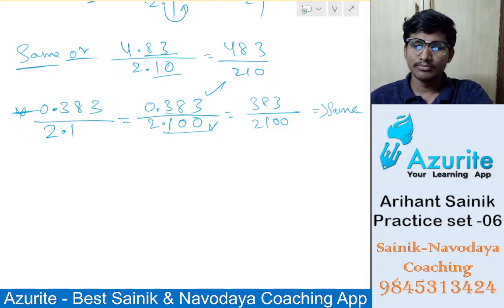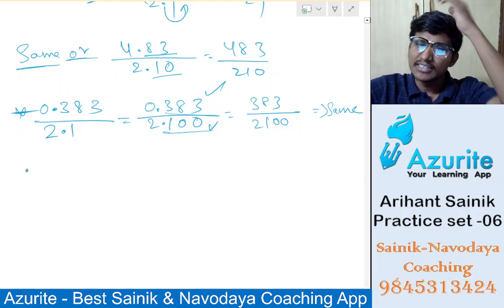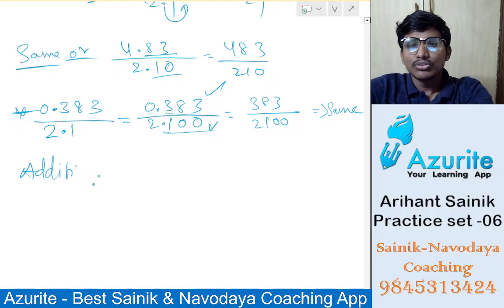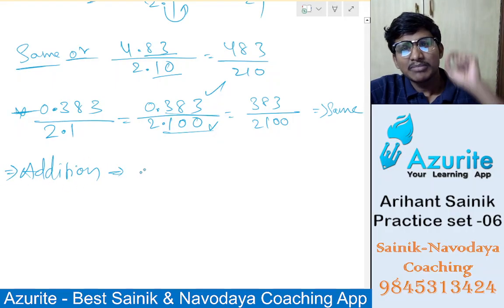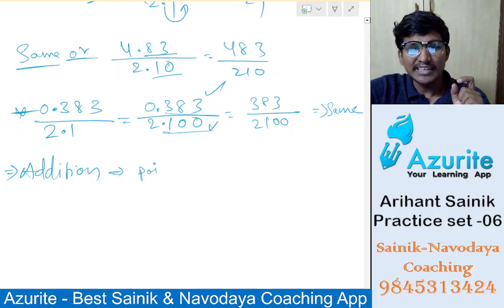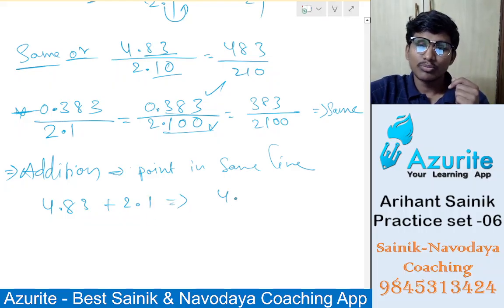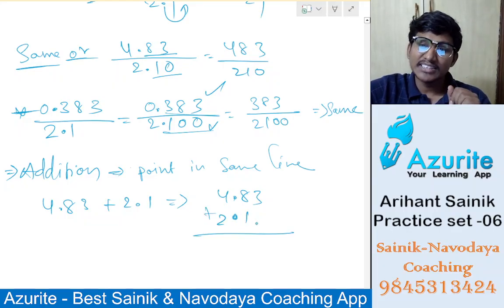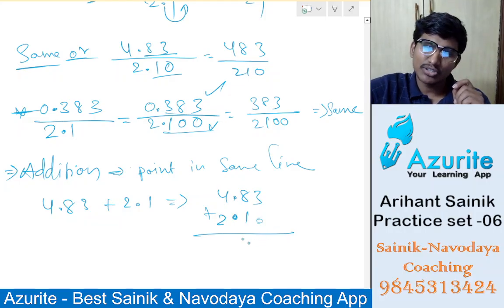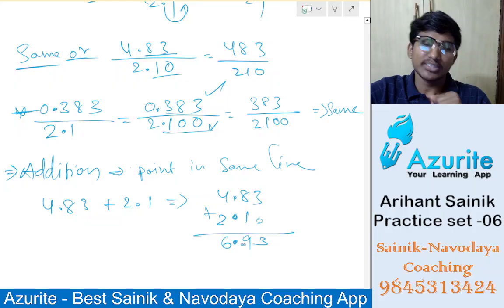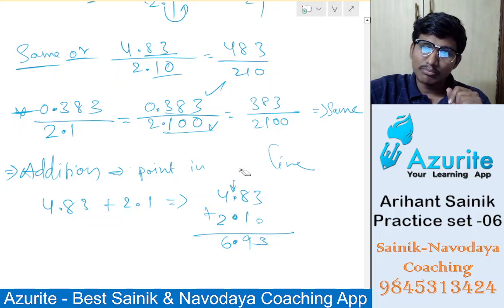Understood? So here addition is very easy. For addition, what we have to do? We have to make the decimal points in the same line. Okay? So if it is 4.83 plus 2.1, what we do? 4.83, then the point, you write 2 and 1, like this. So 3, nothing is there means 0, so 3 plus 0 is 3, 1 plus 8 is 9, and point, 6. It will come like this. We have to match the point.